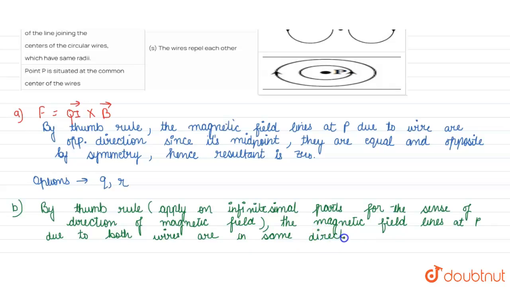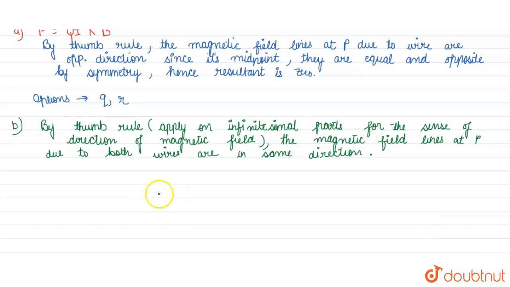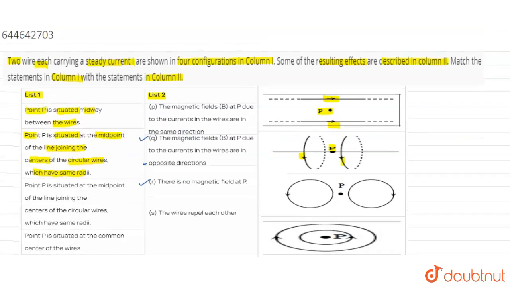So guys, if they are in the same direction, what will happen? They will neither repel each other nor attract, right? So I can write here, the wires are neither attract nor repel. So as we move towards the options, we can see from the options which option is right.